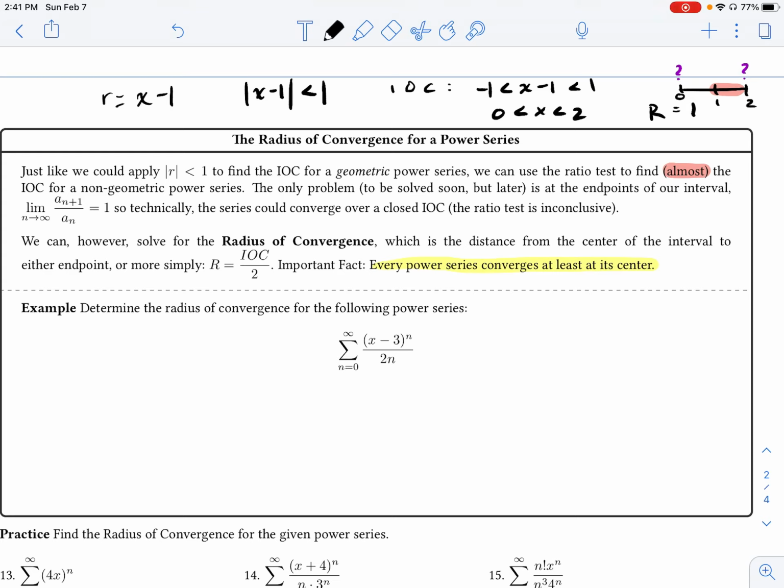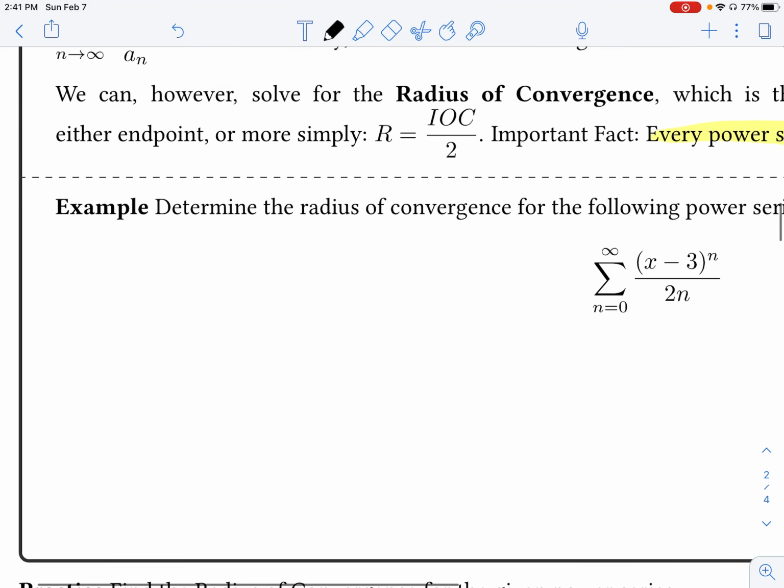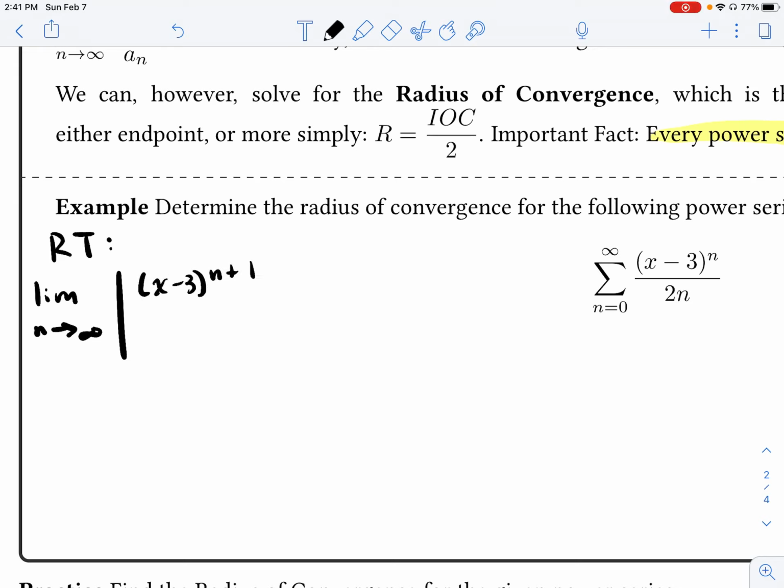So let's look at this example here, where we're going to use the ratio test to help us determine the radius of convergence for this power series. The first thing I'm going to do is set up the ratio test. So we're going to say, okay, let's look at the limit as n approaches infinity of the absolute value of the n plus 1 term: x minus 3 to the n plus 1, all over 2 times n plus 1. You could write this as 2n plus 2.